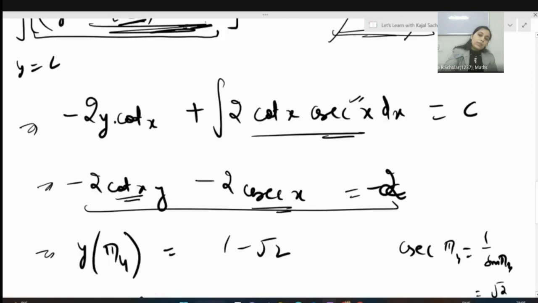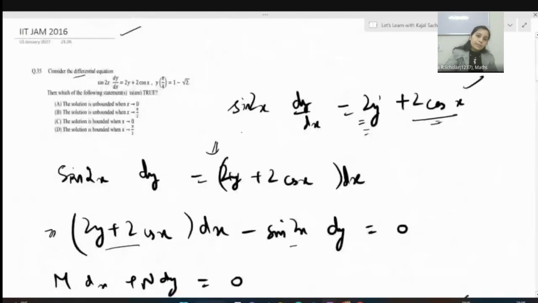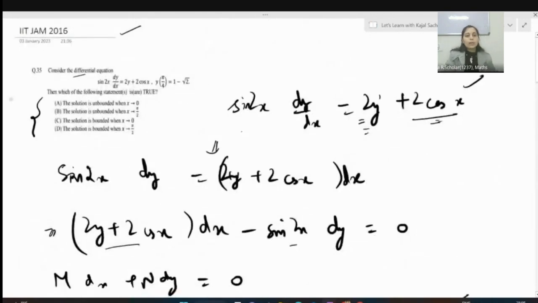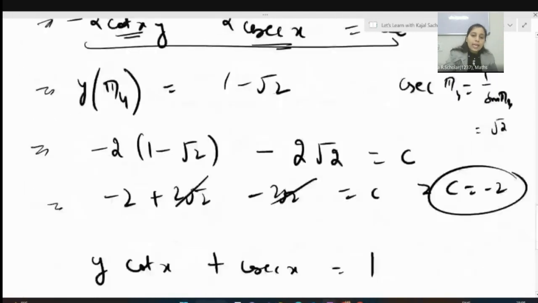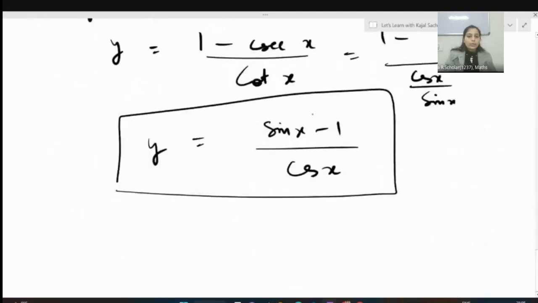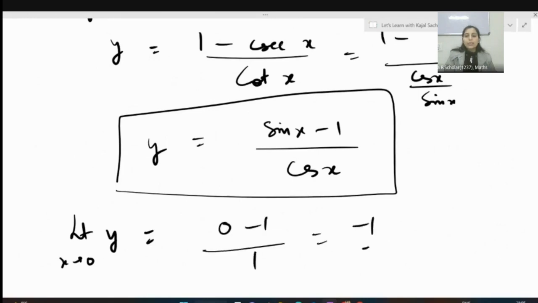But in the given question, we are to check whether the given solution is bounded or unbounded when x tends to 0 and x tends to pi by 2. So let's try x tends to 0. When we apply the limit x tends to 0 on y, sine 0 is 0, cos 0 is 1. So we are getting a finite answer, which says the solution is bounded. So at x is equal to 0, the solution is bounded.